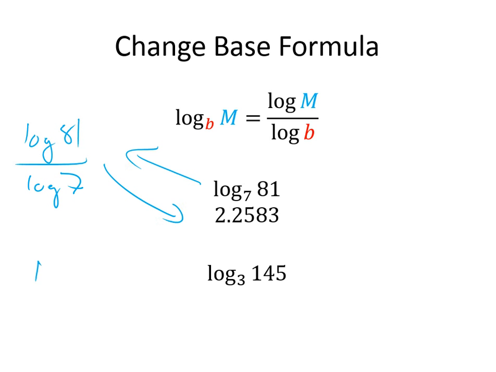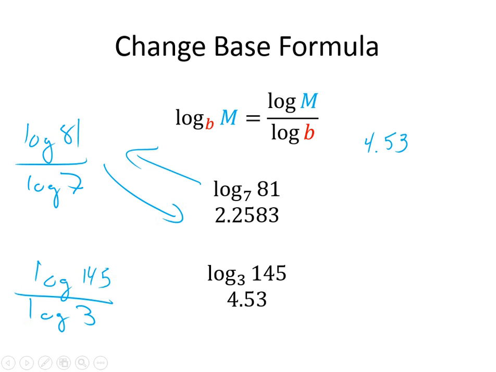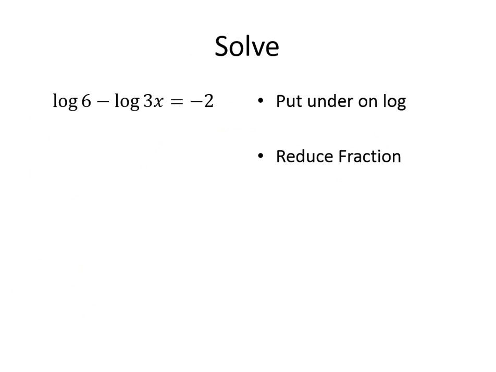The next one would be log 145 divided by log of 3. And that gets us an answer of about 4.53. So if you took 3 to the 4.53, you would get approximately 145 as your answer. So that's the change of base.